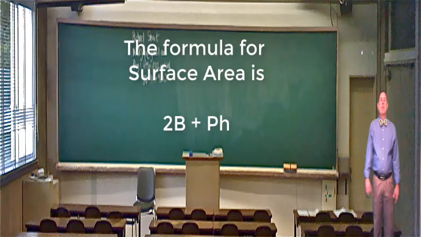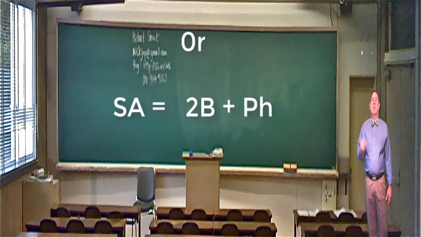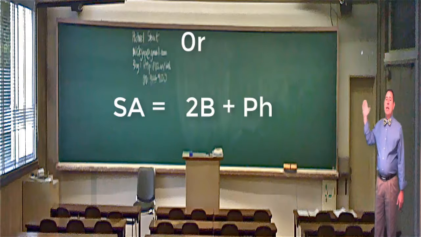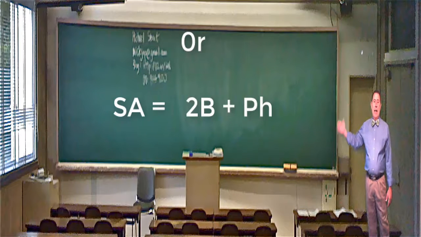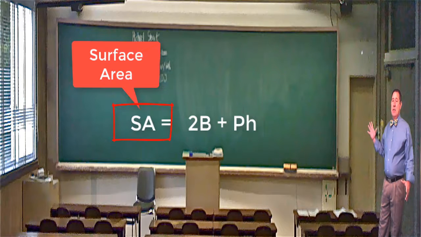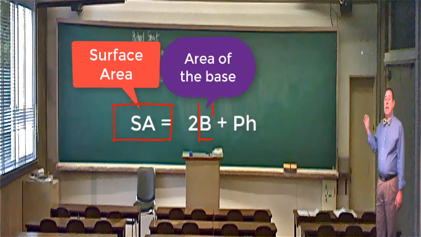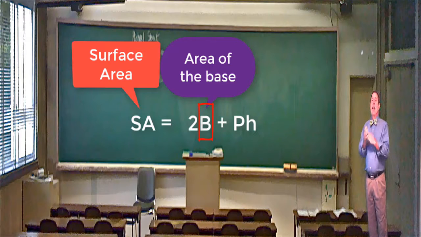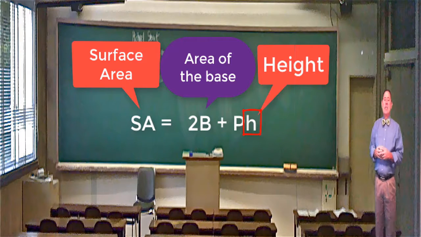The formula for surface area is 2 times big B, which is the area of the base, plus perimeter times height. Or you'll see surface area equals 2B plus PH. Now we're going to go over that. SA is surface area. That's what that means. The big B, which we already know, is the area of the base. It's not just the base, it's the area of the base. And H is the height.